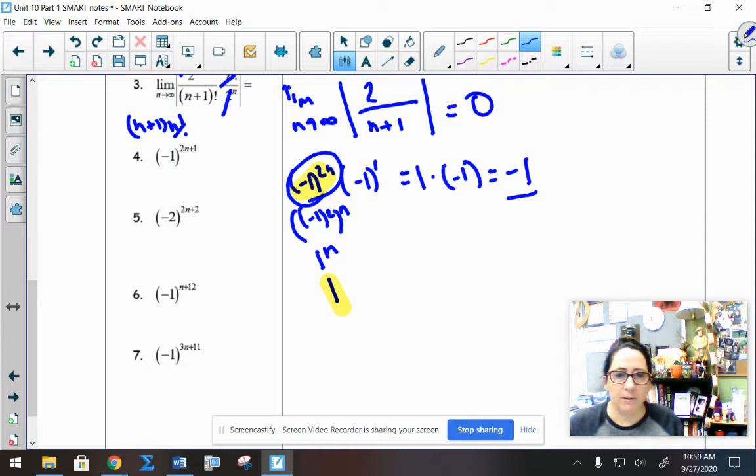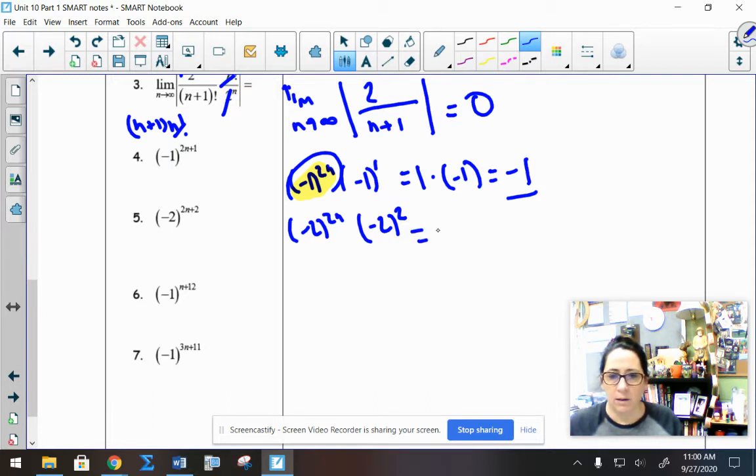So 5 says we're going to take the negative 2 to the 2n, and then the negative 2 to the 2. So I'm going to put these together and make that negative 2 squared, which is now 4 to the n, and then negative 2 squared again is 4. So this is actually, we could say 4 to the n plus 1, or we could just leave it 4 times 4 to the n, depending on what we're trying to get our end game to here.